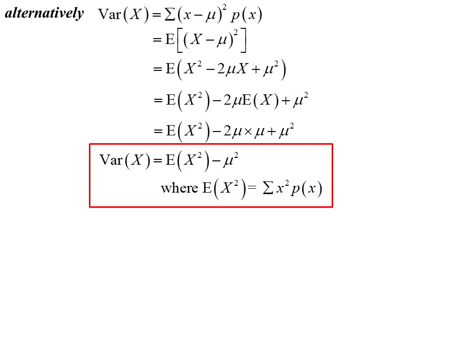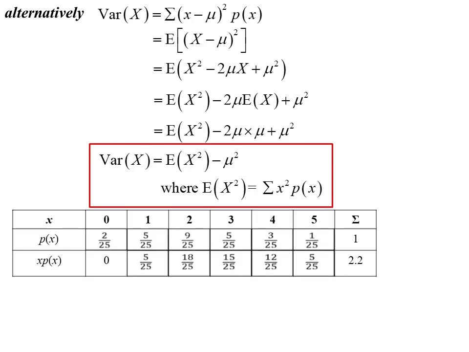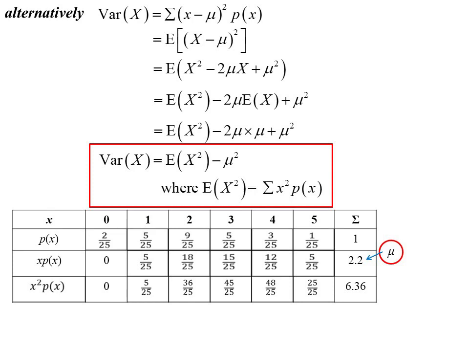Why is that easier? Because now look what I can do with the table. I've got the probability of x. I've already found x p(x) when I did the expected value of x. And there it is over there, 2.2. But now I'm just going to multiply this by x. So I just create a third row. And to me that's just a logical structure. It goes p(x), x p(x), x squared p(x). A very logical structure. And 6.36 then is the expected value of x squared.